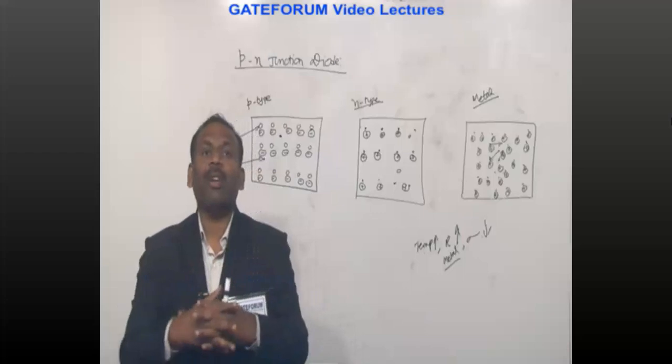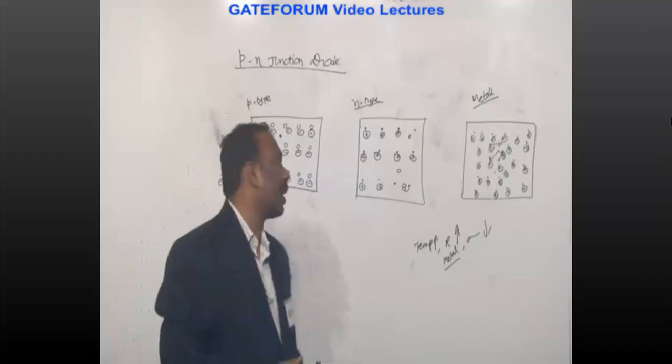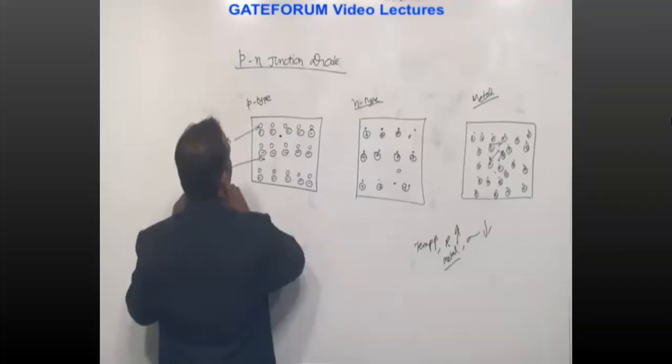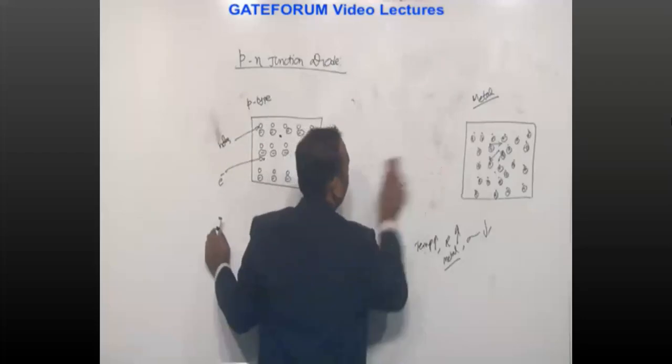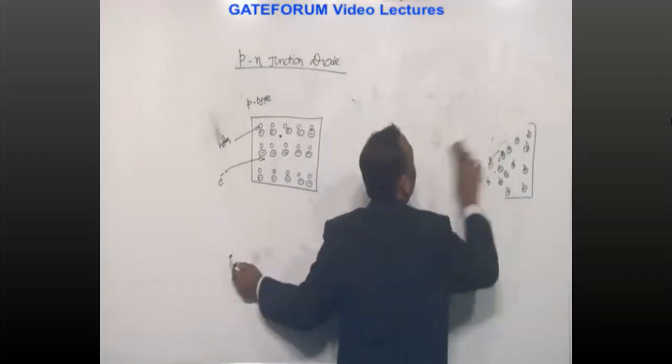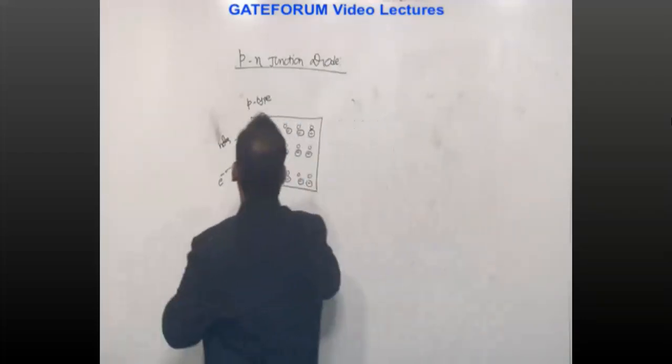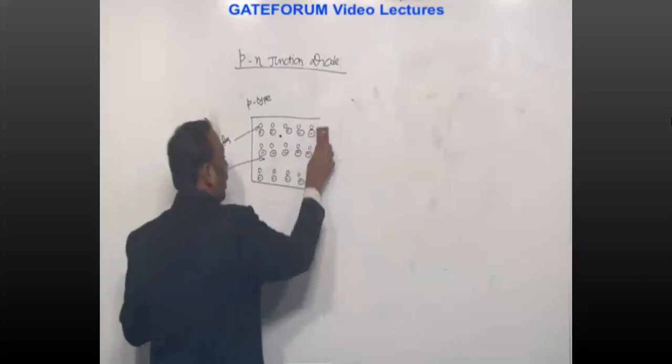Now we are going to see how a p-n junction is represented. Now, this is a p-type semiconductor.